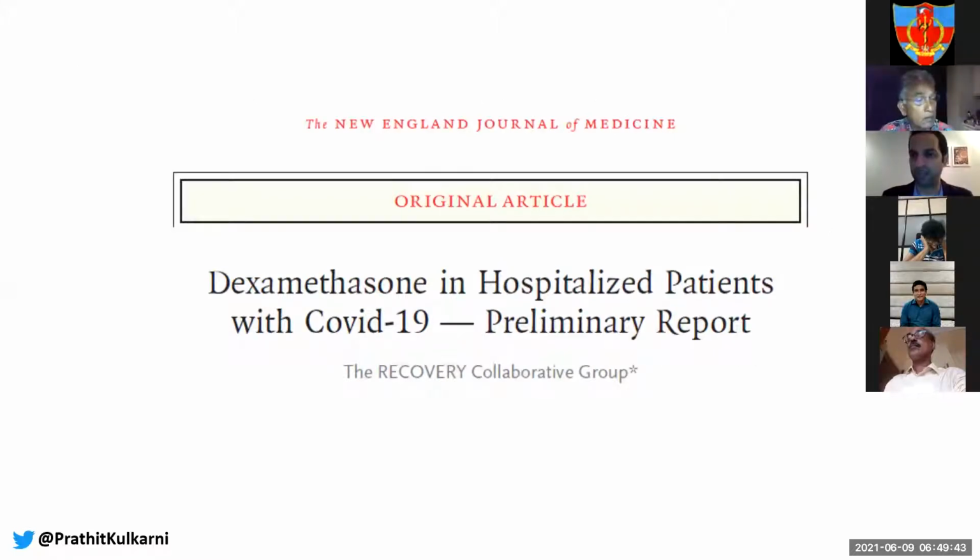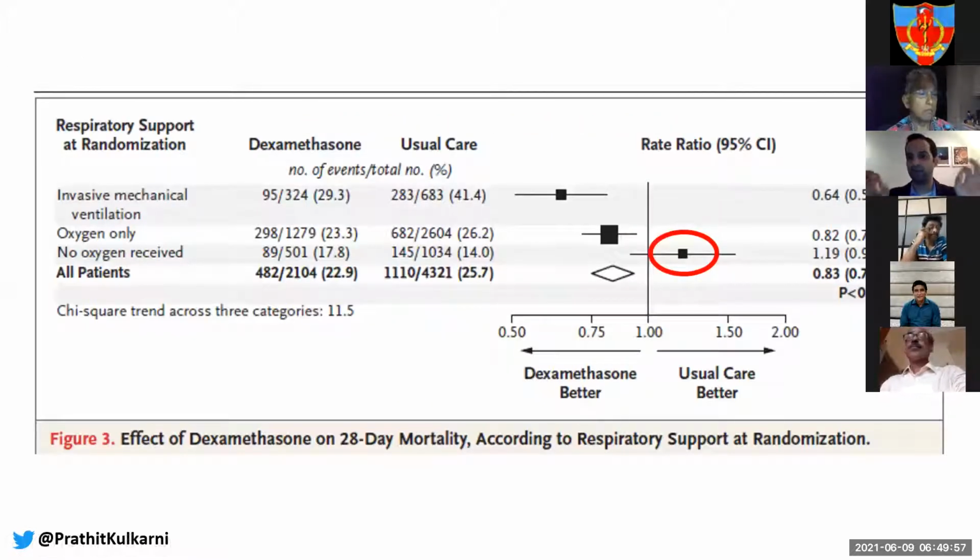This is the major study which evaluated dexamethasone in the hospital. It's from the United Kingdom. The trial is called the Recovery Trial. It was published in New England Journal of Medicine in July of 2020, almost 1 year back. This is the main result from that study. And what I want to draw your attention to is these 3 lines.